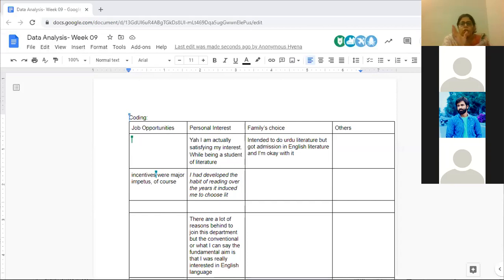So all of you need to put it in the Google Drive and read the chapter on qualitative data analysis, if you haven't already done it, so that we can discuss the rest of it next week.